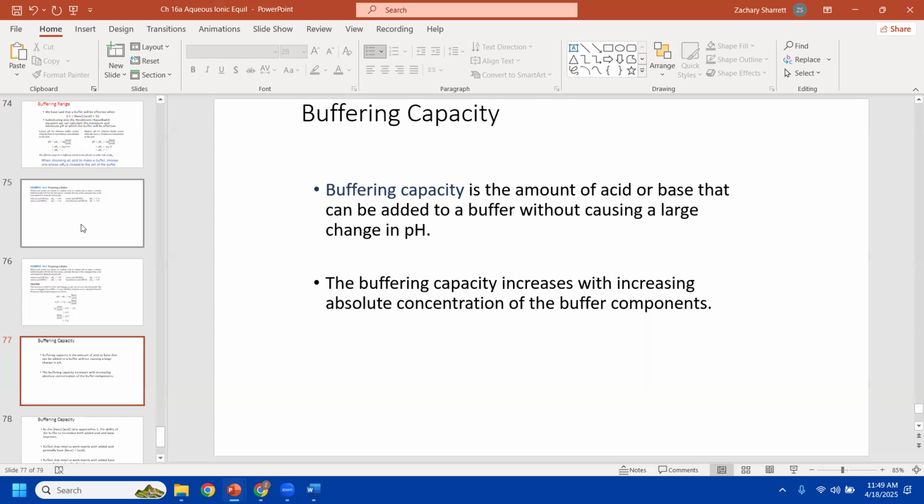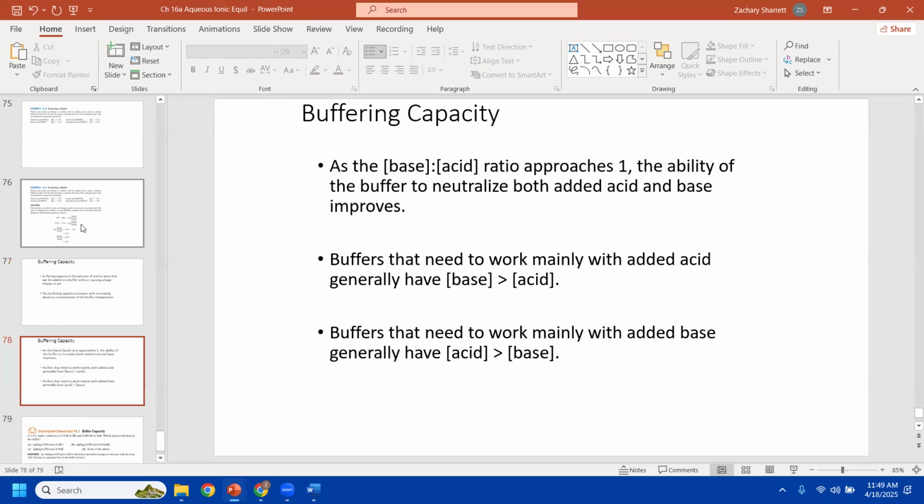Okay. So real quickly, I think we should be able to finish this chapter. Buffering capacity is the amount of acid or base that can be added to a buffer without causing a large change in pH. The buffering capacity increases with increasing absolute concentrations, just meaning 1 molar is better than 0.5, which is better than 0.1, which is better than 0.01. That's what this statement is saying. And then as that ratio approaches 1, it makes it better.